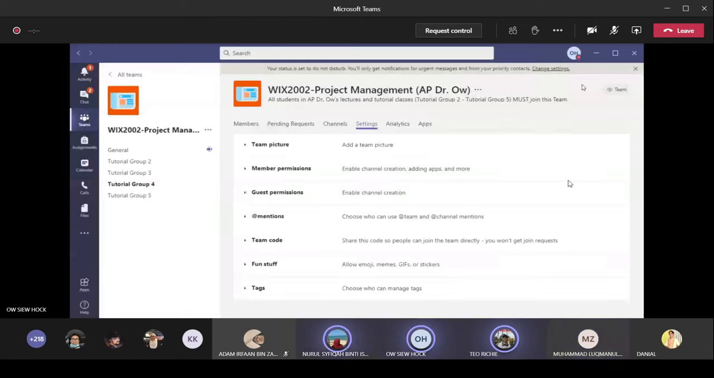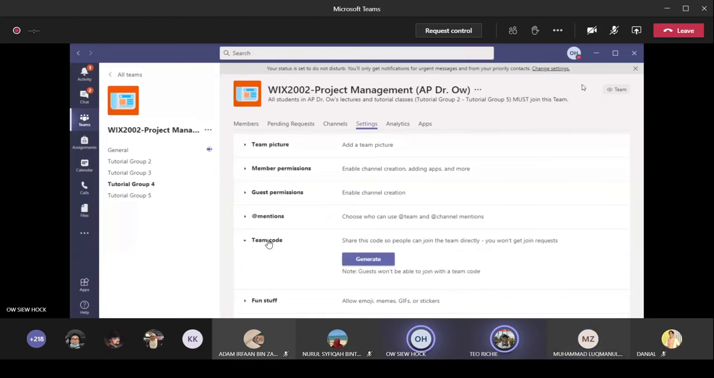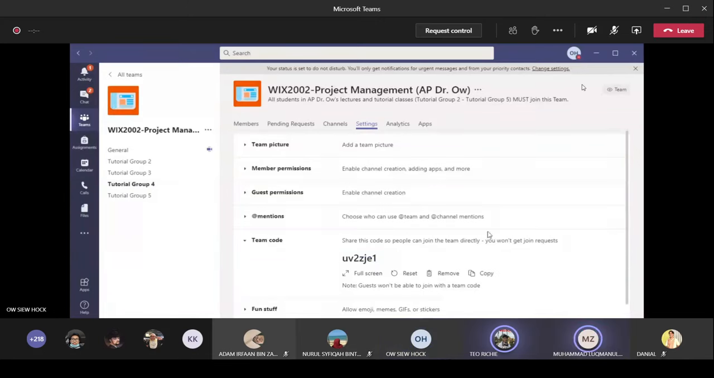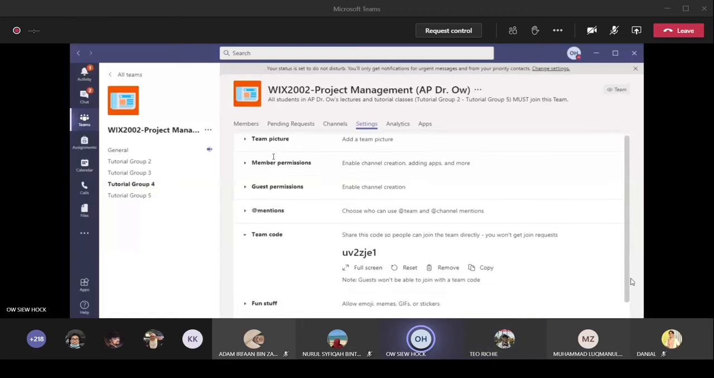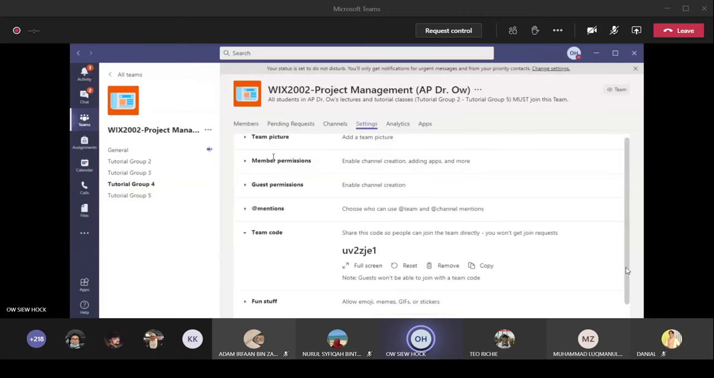Yes, team code. So people can join the team. I click on this. Generate. Okay, thank you. So everyone just clicks this. I don't have to add you anymore, is it? Yes. It's so much easier. Oh, okay. Because it's a lot of work for me, I've been spending all the time adding all of you into my MS Teams.